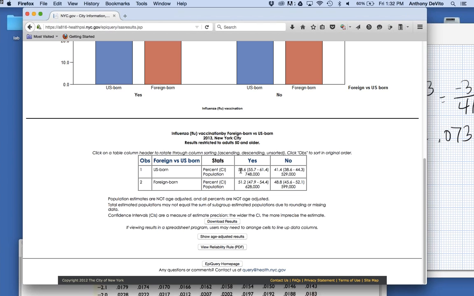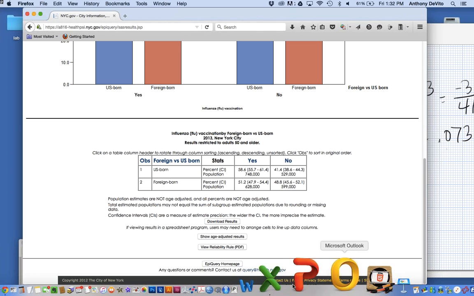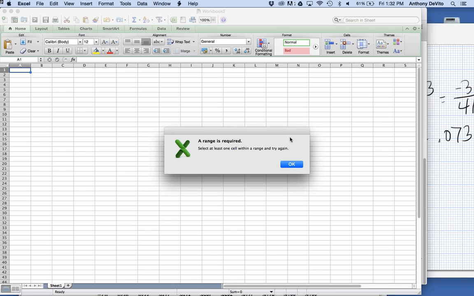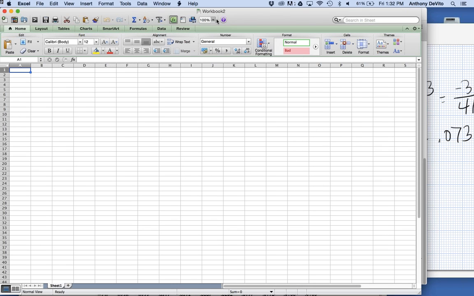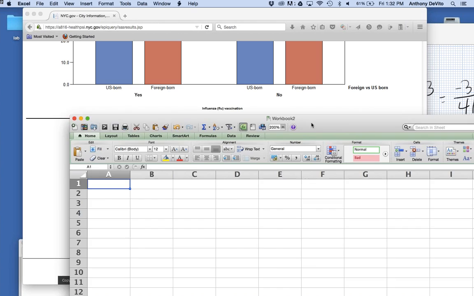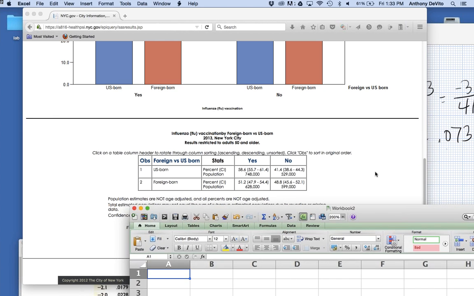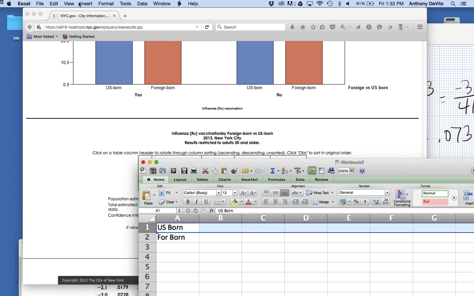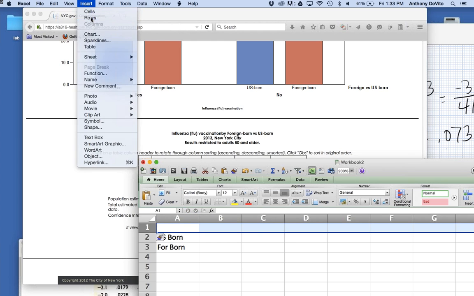Now, what would our null hypothesis be here? I'm going to pop this information out into Excel. For our purposes, I'm going to change these numbers a little bit to make things a little simpler. Let's see, US born, foreign born. I'm going to add a couple of rows.